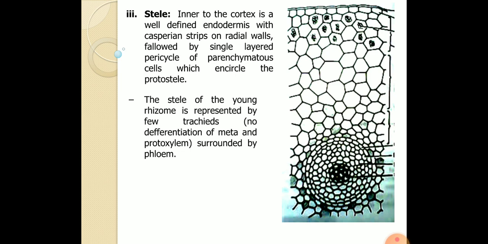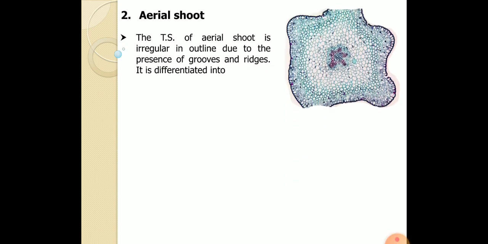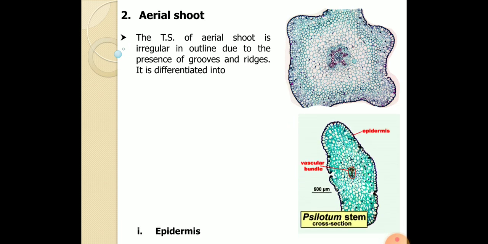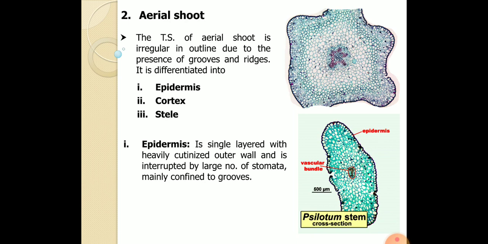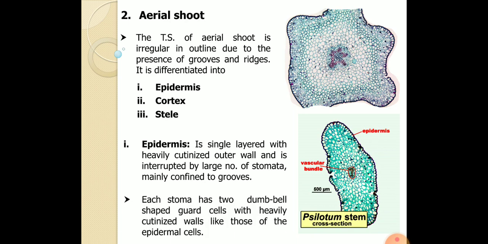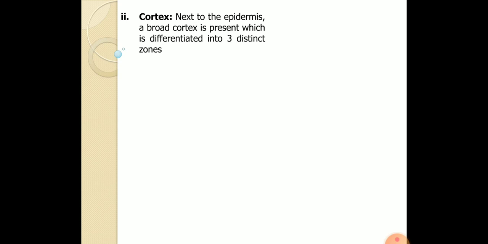Okay, this is the stele of the young rhizome. Few tracheids are also present. And coming to the aerial shoot, this is the structure of the aerial shoot. Just like the root, the shoot also consists of epidermis, cortex and the stellar region. The epidermis is single layered and cutinized, and each one has dumbbell shaped stomata interrupting the aerial shoot. They help in the exchange of gases.